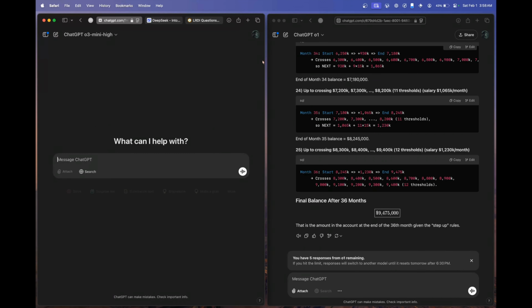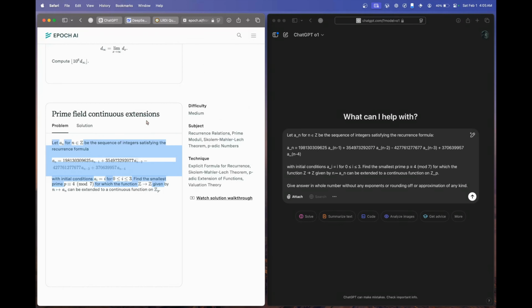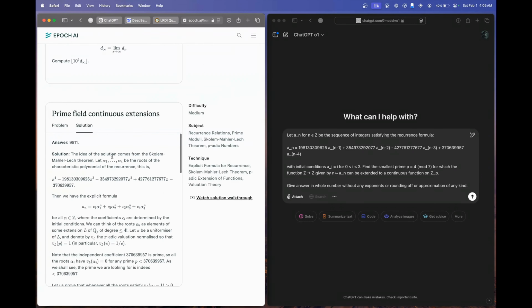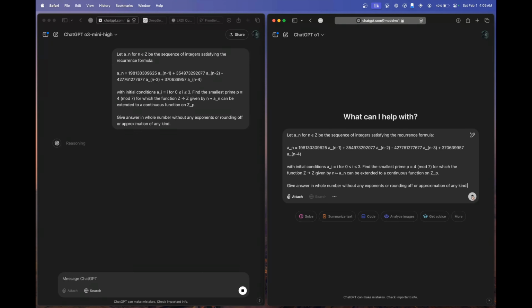Let's move on to the next question. So as you can see, this is the question. This question is from the Frontier Math benchmark. Here you can see the difficulty level is medium, and the solution is clearly mentioned. It is 9811. Let's see if any of these models is able to solve it. So let's send this to both of the models.